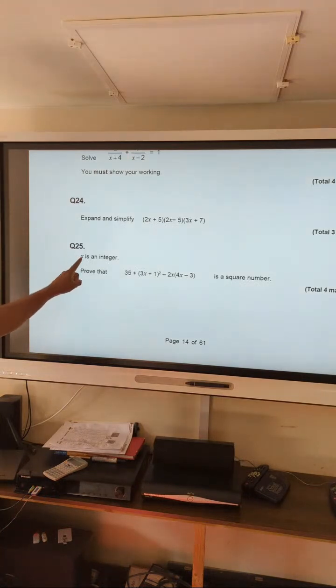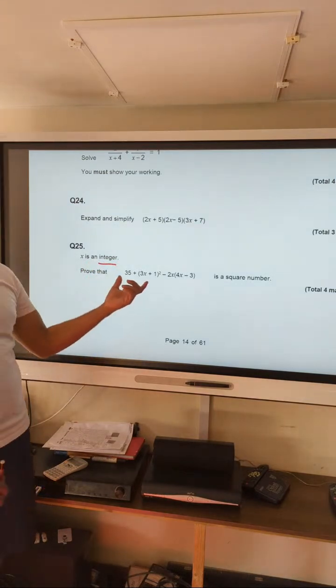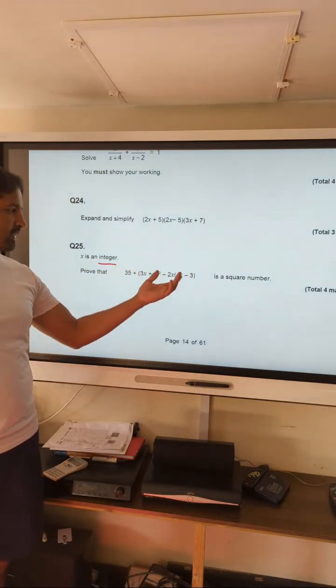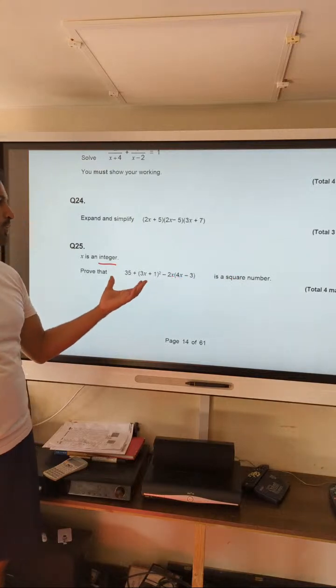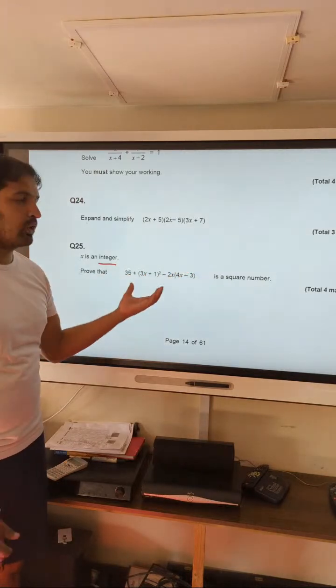Right, x is an integer. Integer means a whole number. If I'm looking to simplify something and then say that this is going to be a square number, I need to be able to write the same thing multiplied by the same thing. As long as I can do that, then I can prove that this is going to be a square number.